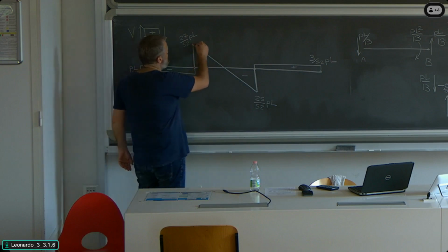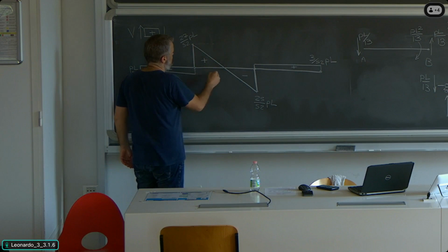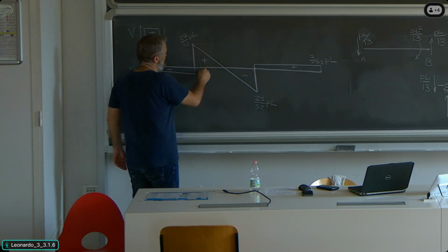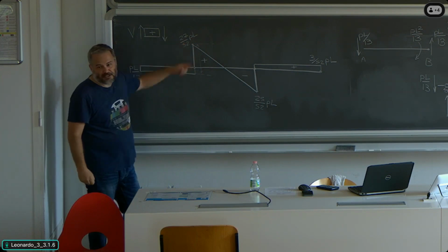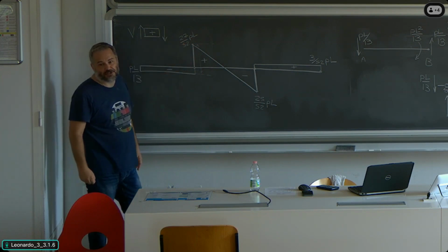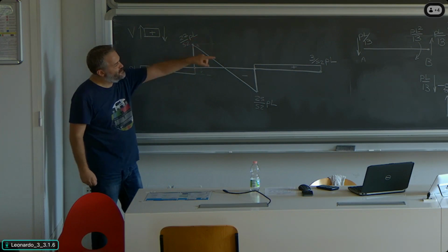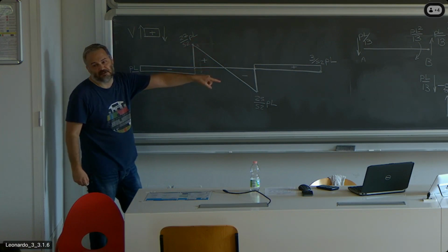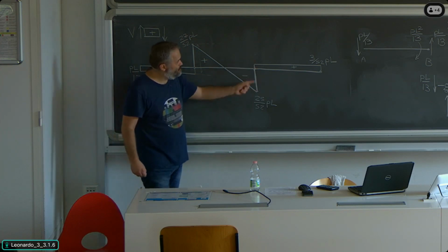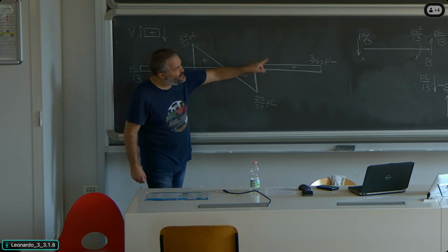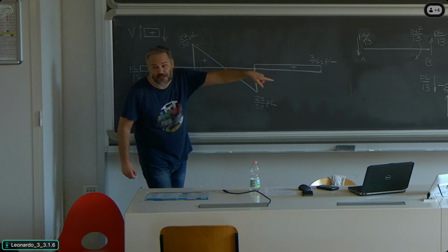What does this discontinuity represent? The distance between these 2 points here. What does this jump represent? It represents a concentrated force, namely the reaction force at point B, VB, 31 over 52. Same here, there is a jump, and the jump is exactly equal to the reaction force at point C.